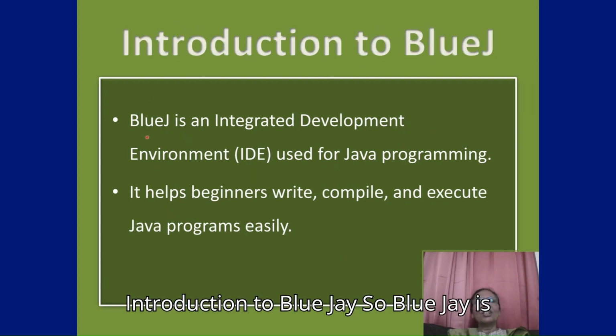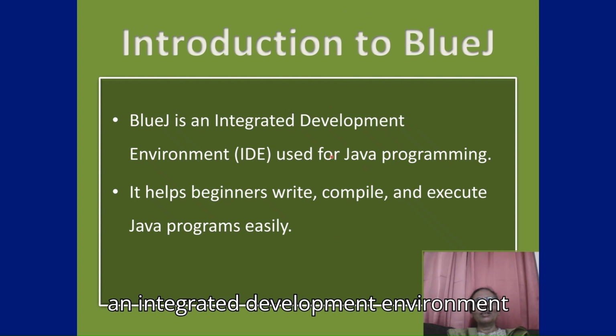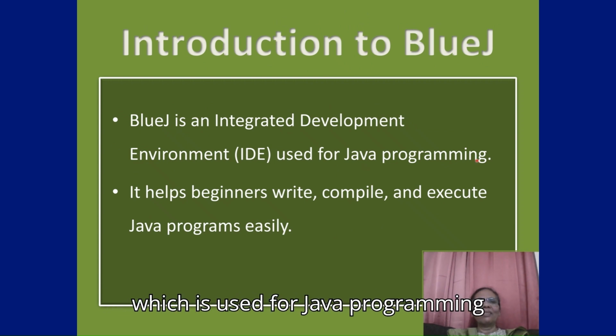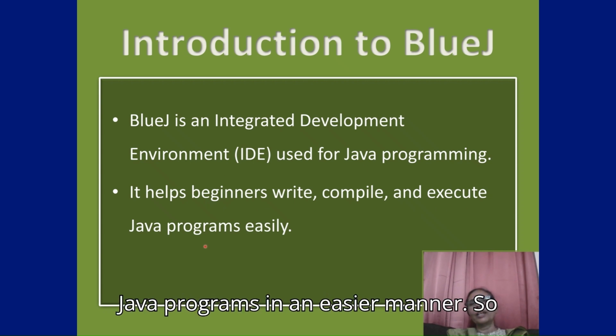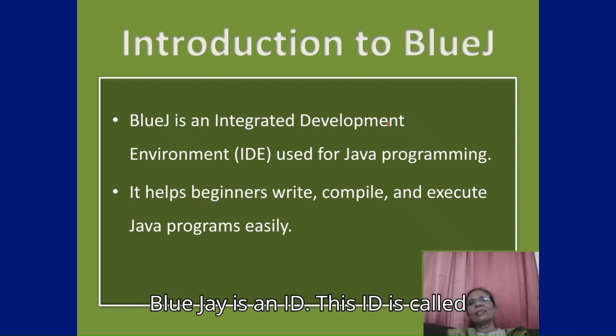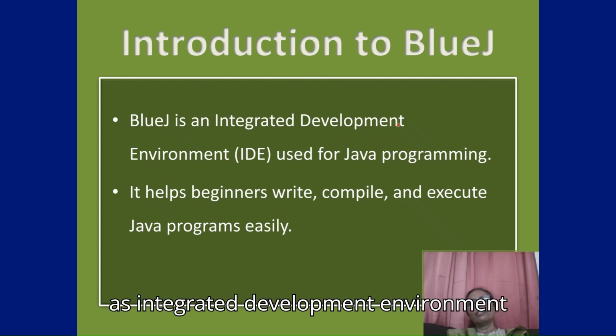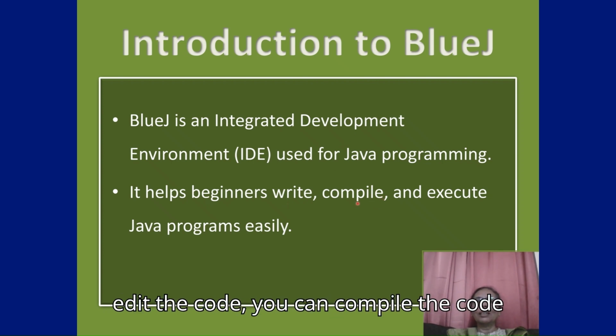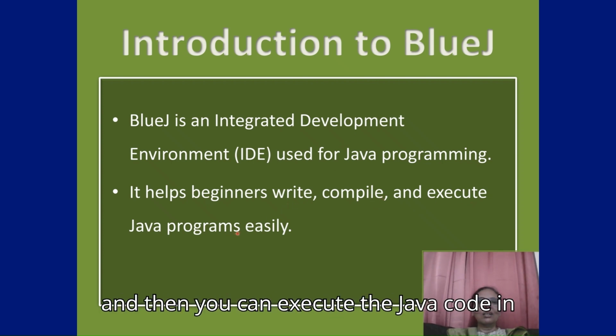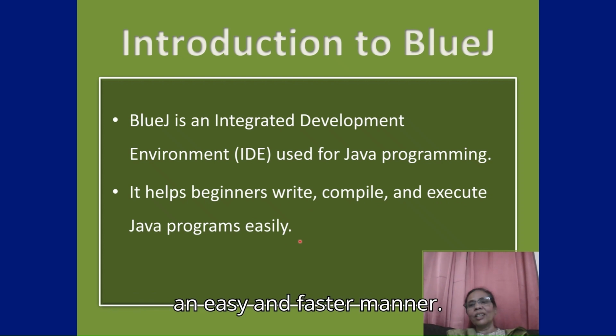Introduction to BlueJ. BlueJ is an integrated development environment which is used for the Java programming language. It helps beginners to write, compile, and execute Java programs in an easier manner. So BlueJ is an IDE. It is called an integrated development environment because it allows you to create or edit the code, compile the code, and then execute the Java code in an easy and faster manner.